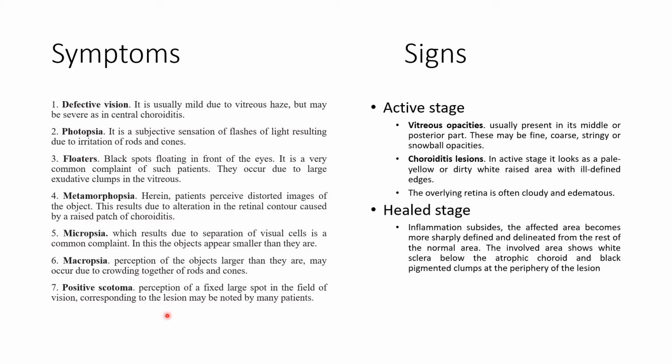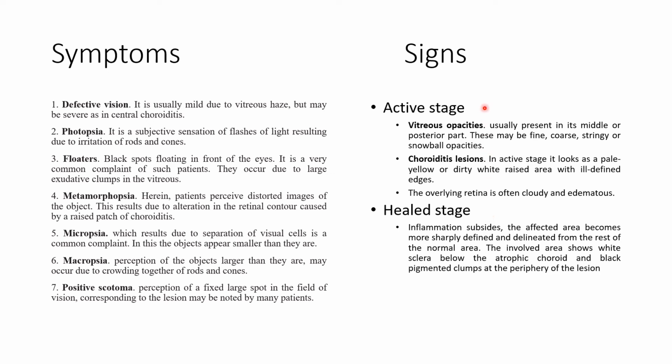Positive scotoma, that is a large defect in the visual field, and the patient can perceive that as a dark area in the visual field. So these are the possible symptoms of a patient suffering with choroiditis. Then there are signs, in the active stage versus the healed stage.